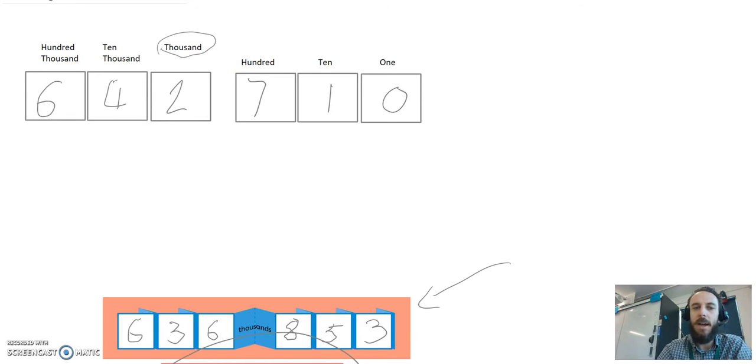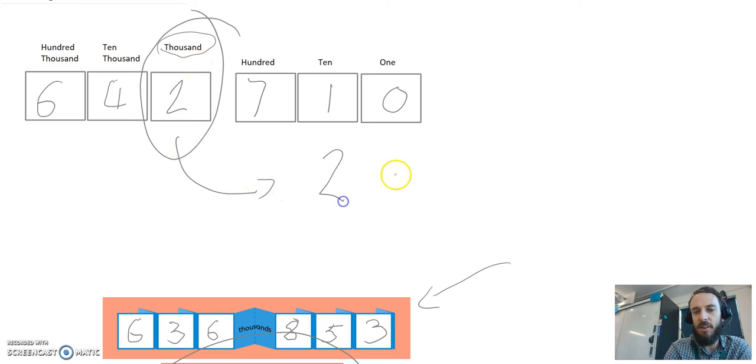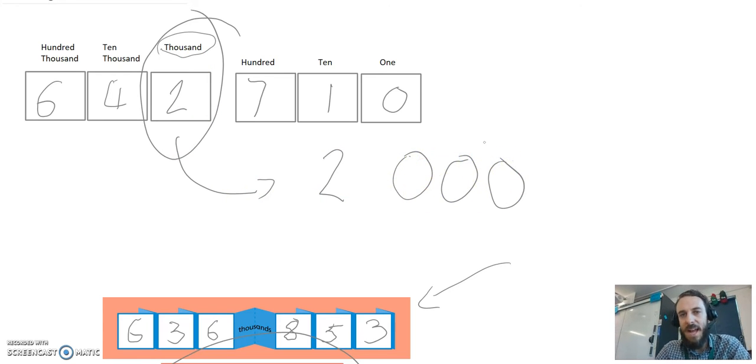Sometimes books and maths questions will try to confuse you. They will say something like, tell me the value of the number in the thousands column. Now the answer is not 2, because remember, this is a 2, but it's in the thousands column. So the value of that number is actually 2,000. We're going to look at how to break these numbers down in a little bit, but please just remember, if I say, what is the value of the number in the tens, you would say 10, because it's 110. It's not just a standalone one digit.